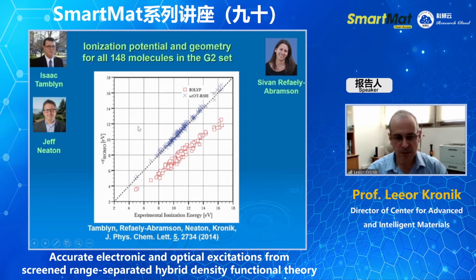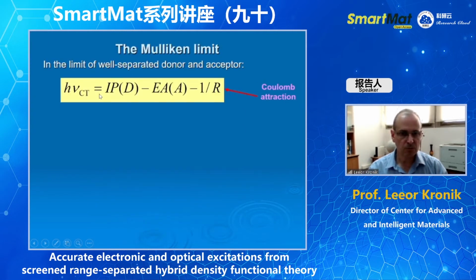So theory equals experiment exactly is y equals x. So where you want to be is on the line. And you can see that B3-LIP is seriously and systematically off the line. So it's a significant improvement. Now you can ask, okay, what else is it good for?